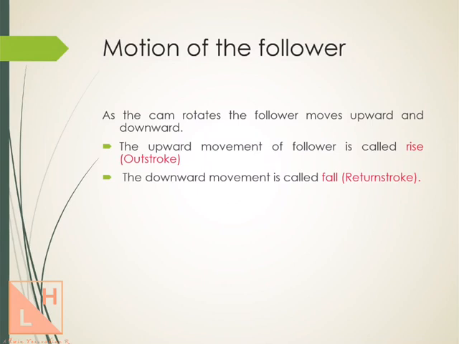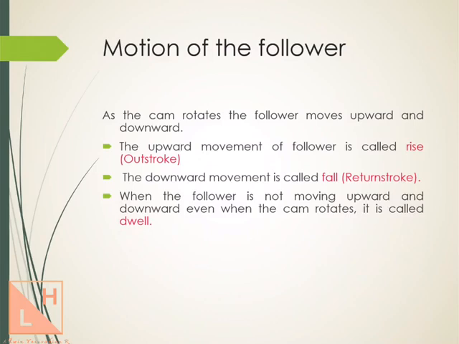In solving problems, you might find the data given with respect to rise and fall, or in some problems you will find it with respect to outstroke and return stroke. So you must know the meaning of rise and fall. Rise means the upward movement and fall means the downward movement, and the same applies with outstroke and return stroke. When the follower is not moving upward or downward, as we discussed in the previous slide, even when the cam rotates, the cam will be rotating but the movement of the follower will not happen. That period of time is called the dwell. These are the three terms you need to remember with respect to the motion of the follower.